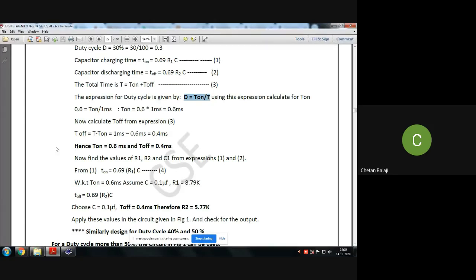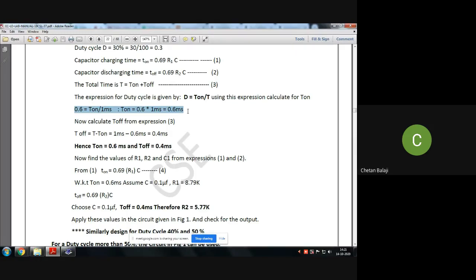Therefore, use the formula d. Use this: 0.6 equals t on by 1 millisecond. When you cross multiply, you will get t on equals 0.6 into 1 millisecond, which is equal to 0.6 milliseconds.